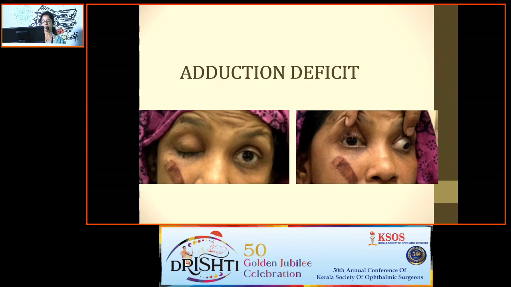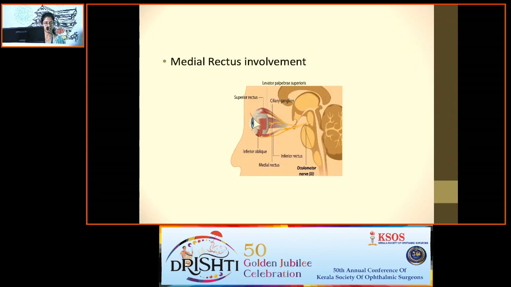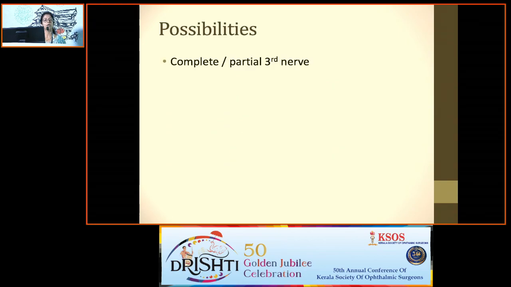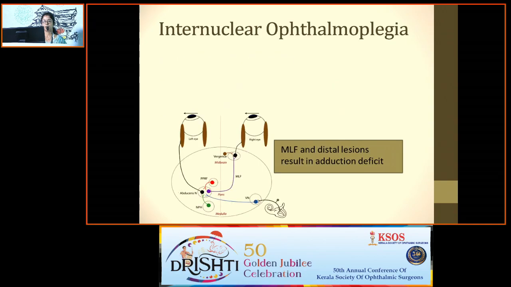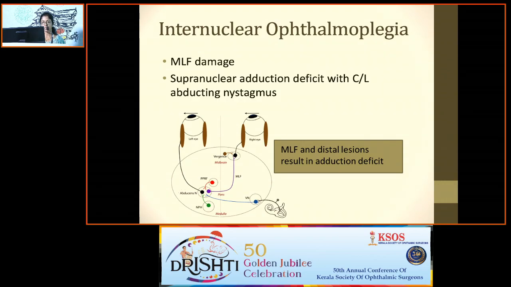Now next, a patient coming with an adduction deficit. In adduction deficit, the muscle involved is the medial rectus muscle. It is usually associated with third nerve palsy. The most proximal area where an adduction deficit can occur is the internuclear ophthalmoplegia, that is the MLF. MLF damage can result in an adduction deficit with contralateral abducting nystagmus.